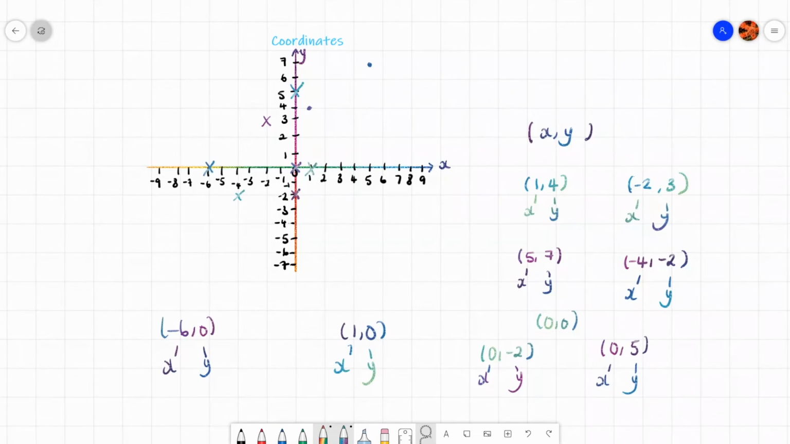So we've plotted different kinds of coordinates on an axis. We've looked at what an axis is, and we have plotted some coordinates.